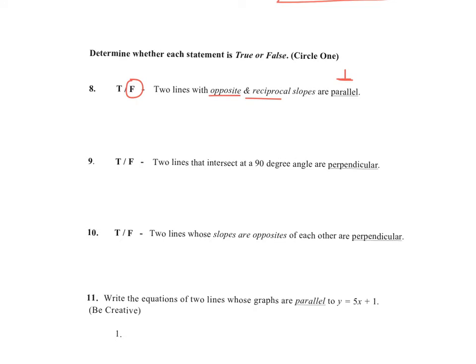Okay. This one says 2 lines that intersect at a 90-degree angle are perpendicular, and that's what it means to be perpendicular, right? If they meet at a 90-degree angle, they are perpendicular, so that would be true. This one says 2 lines whose slopes are opposites are perpendicular. That is false also. They have to be opposite reciprocals, and then they will be perpendicular.